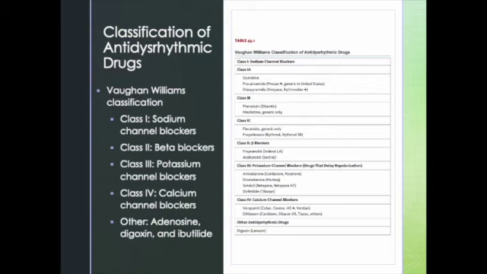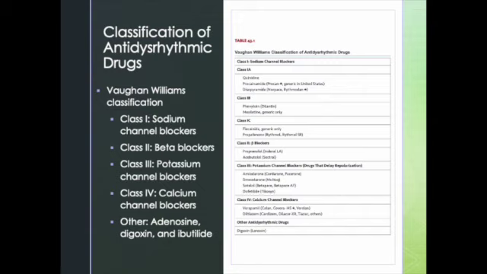So we have this classification, and we use the Vaughan Williams scheme. The antidysrhythmic drugs will fall into 5 different groups. This is important for you to understand and distinguish the 5 different groups. There are 4 major classes of antidysrhythmic drugs. We have class 1, 2, 3, and 4. This 5th group will include adenosine and digoxin. Knowing where the drug lies in classes 1 through 4 is going to be determined by the effects on ion movements during a slow and a fast action potential.